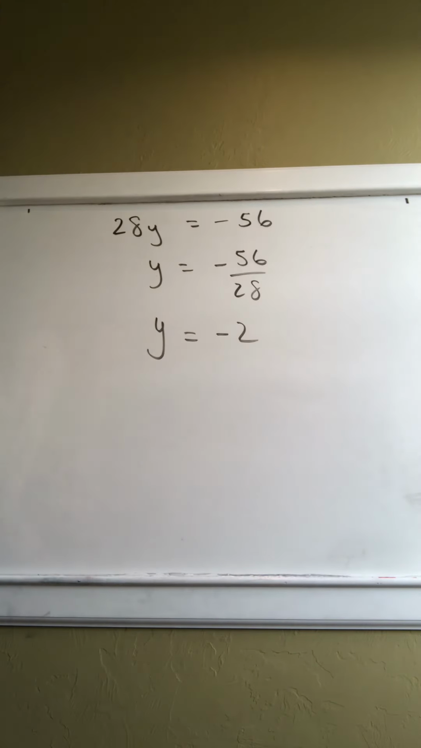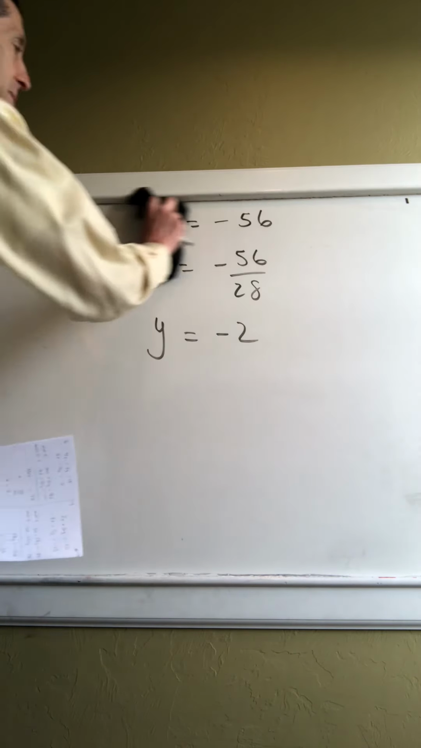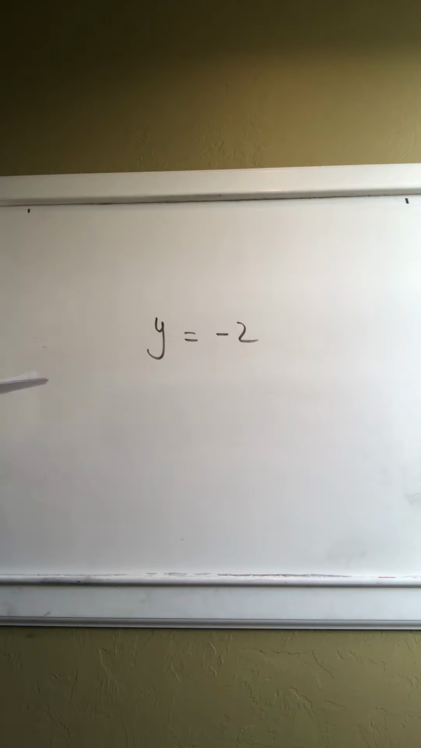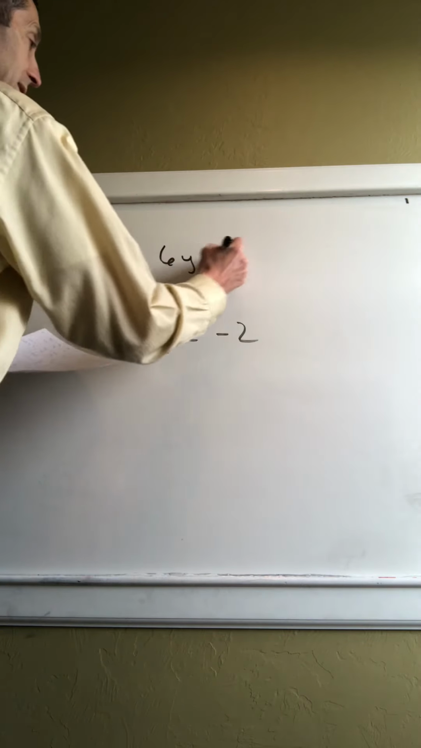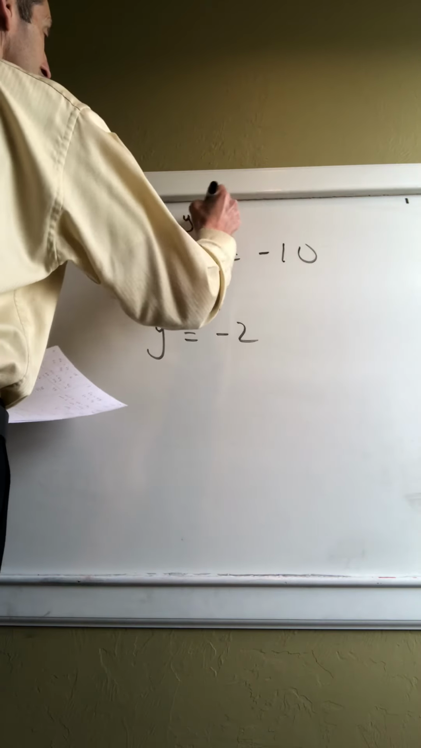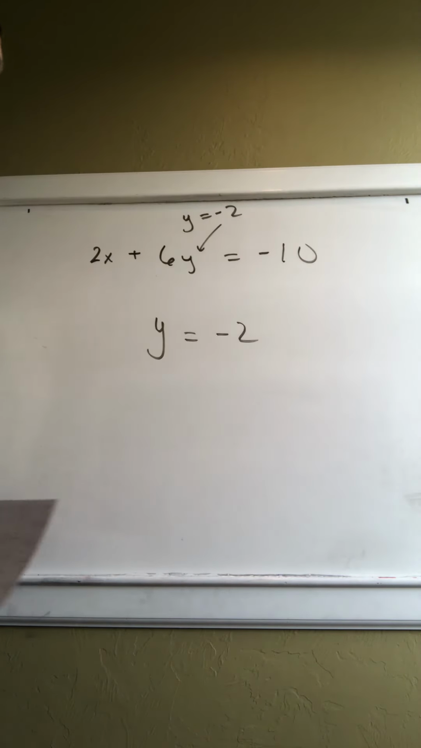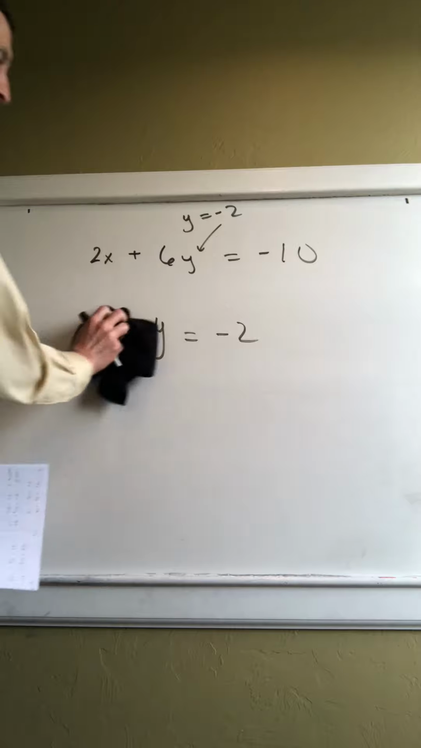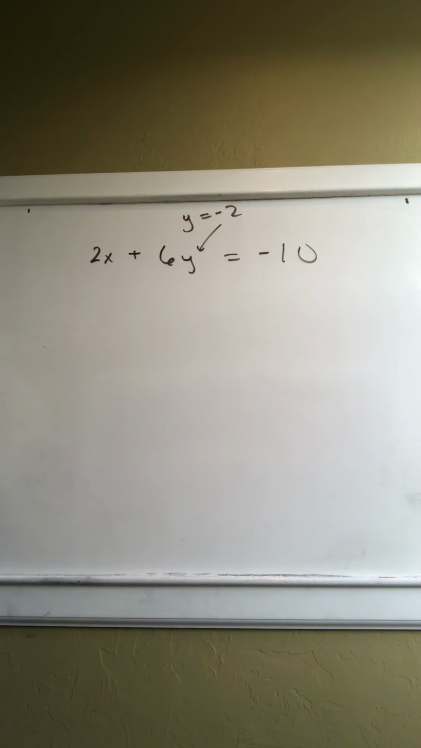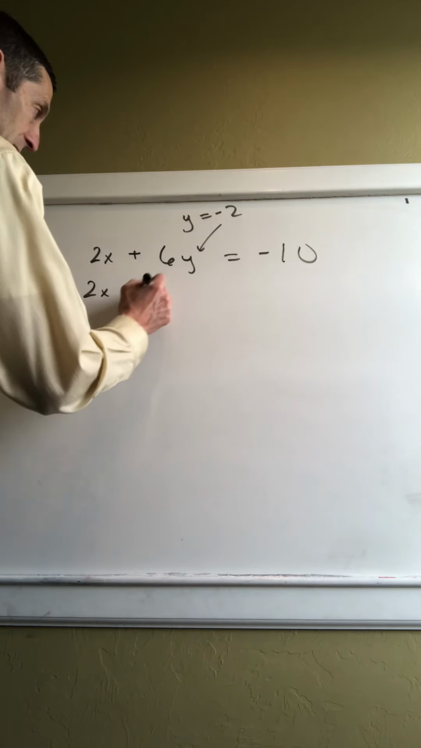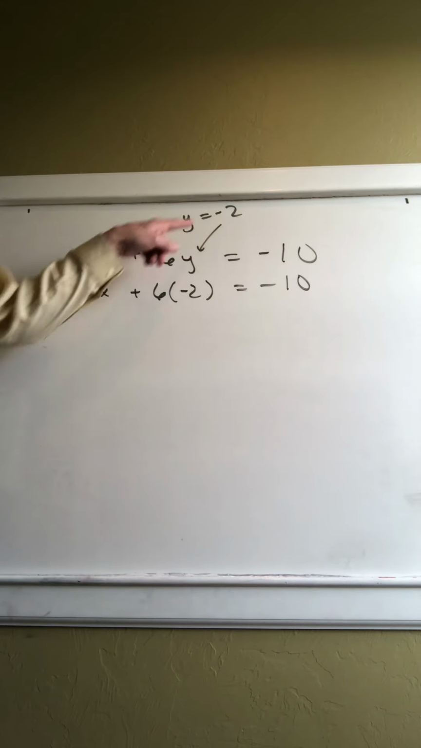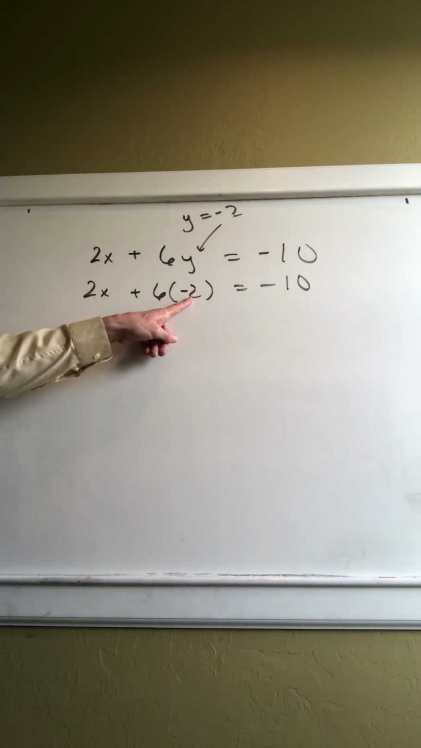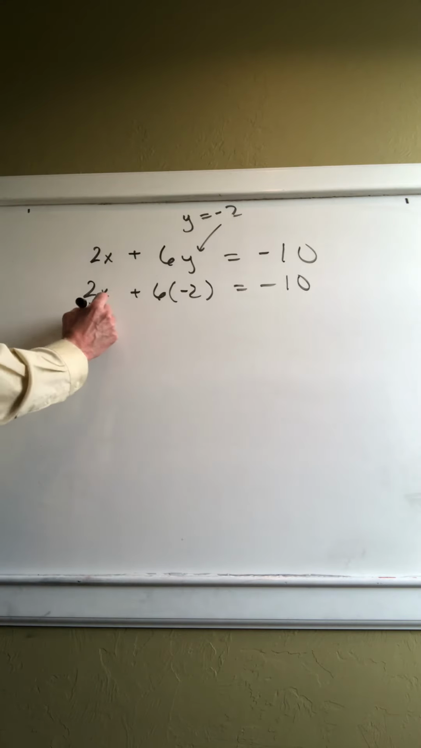All right, got to get your second answer, so we go way back to the beginning. So for this example, we had 2x plus 6y equals negative 10. And we just figured out y is equal to negative 2. So let's drop it in there. 2x plus 6 times negative 2. So what's y equal to? Y equals negative 2. We substitute back in. And it's math time. Let's go.